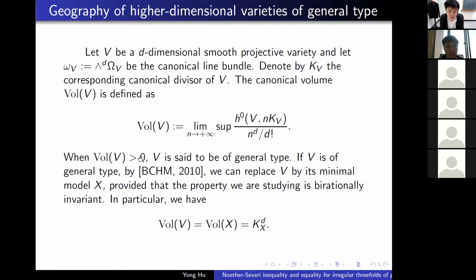When the canonical volume is larger than 0, V is said to be of general type. If V is of general type, by BCHM, we can replace V by its minimal model X, provided that the property we are studying is birationally invariant. In particular, the canonical volume of V is equal to the canonical volume of X. And when X is minimal, this number is equal to K_X^d. Because X is minimal, the canonical divisor K_X is a Q-Cartier divisor. So this number is a rational number, a positive rational number.